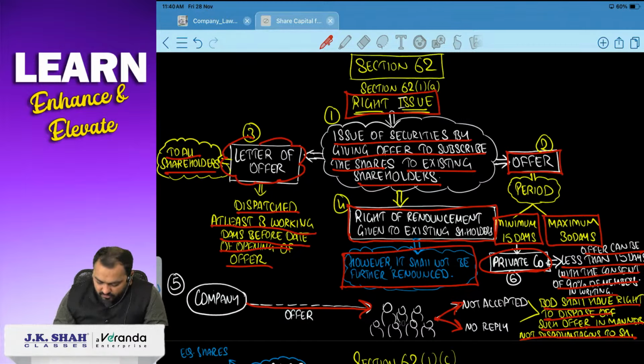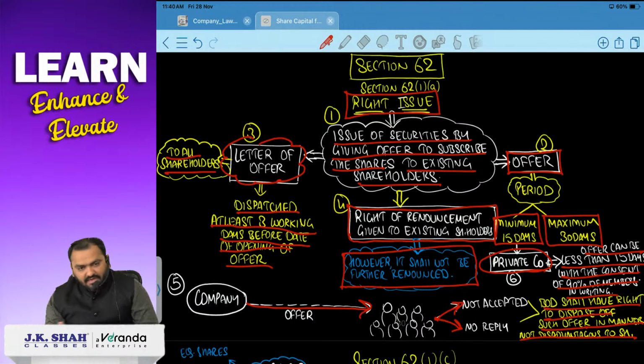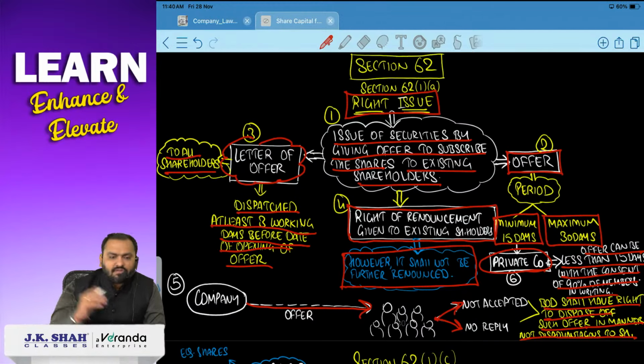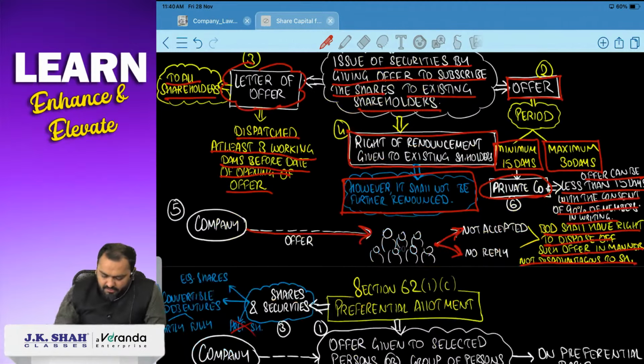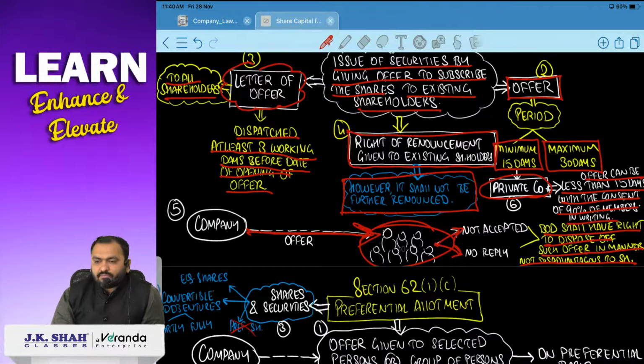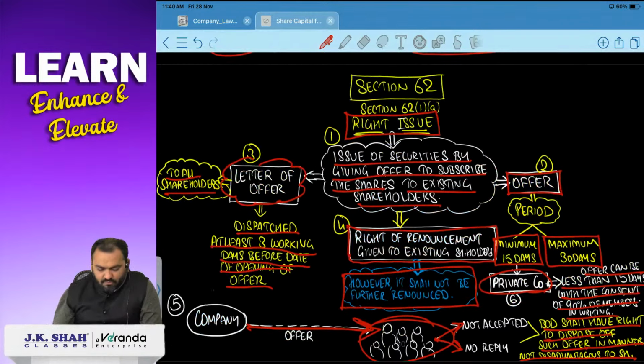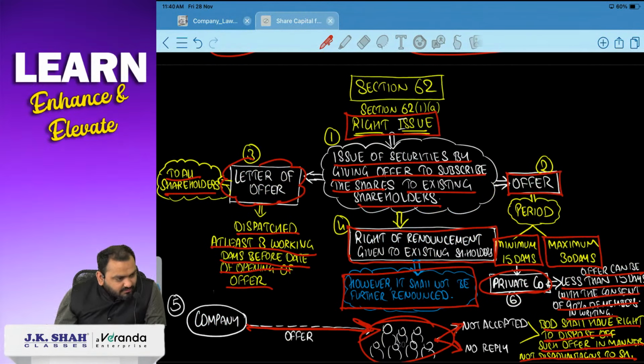Then point number 4, right of renouncement is given to the existing shareholder, however they cannot further renounce it. Now the company can give an offer to the members, but if a member has not accepted the offer or has not replied, then the board of directors will dispose of the offer in a manner which is not disadvantageous to the shareholders. It's over.